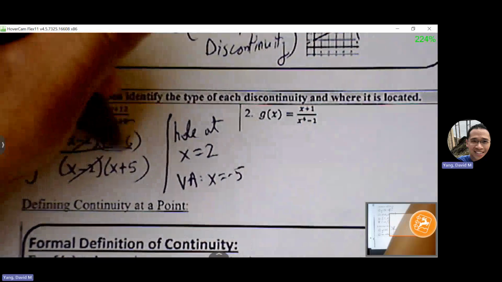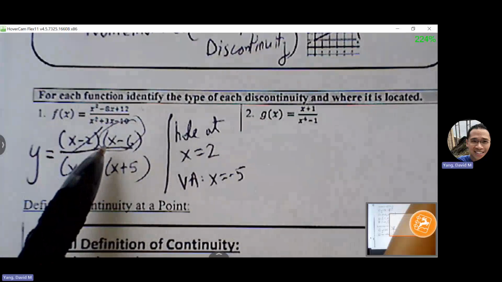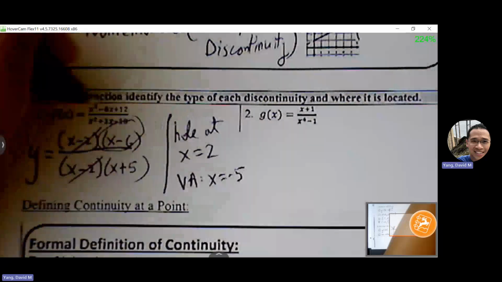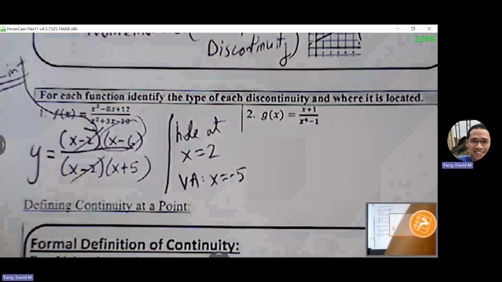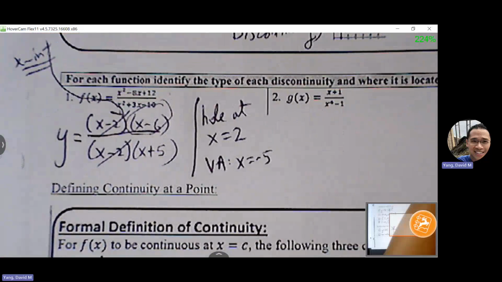Now, this x minus 6 is not a discontinuity, but it is a feature on the graph. Do you know what this x minus 6 tells us about the graph? Good, it's the x-intercept. So it's not a discontinuity. I just want to make sure that we see and understand all the different parts of a rational function.